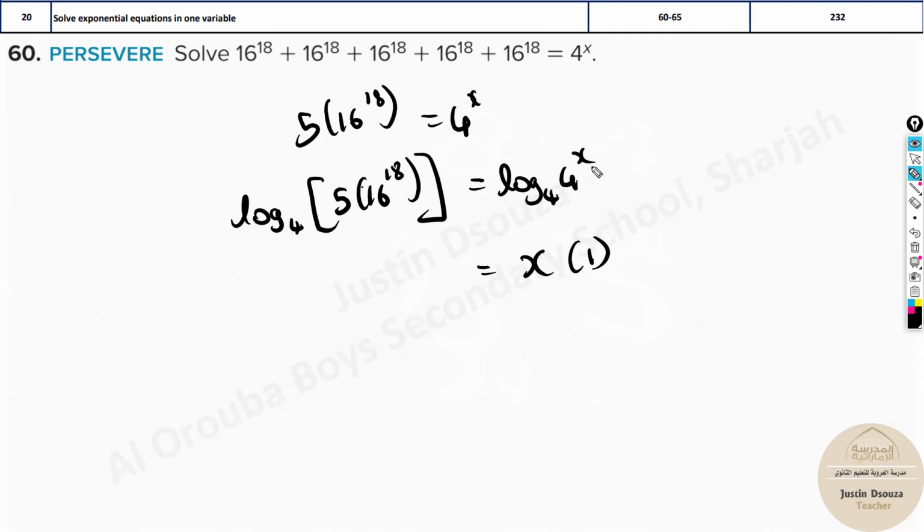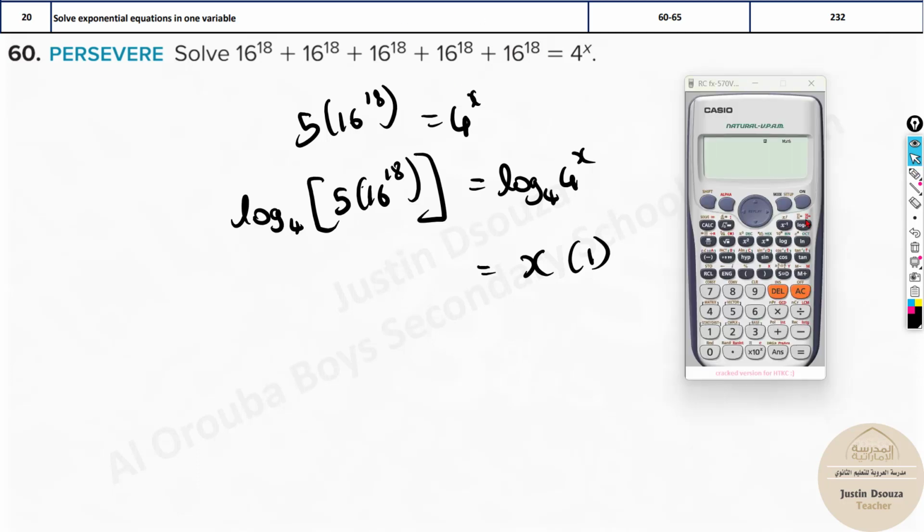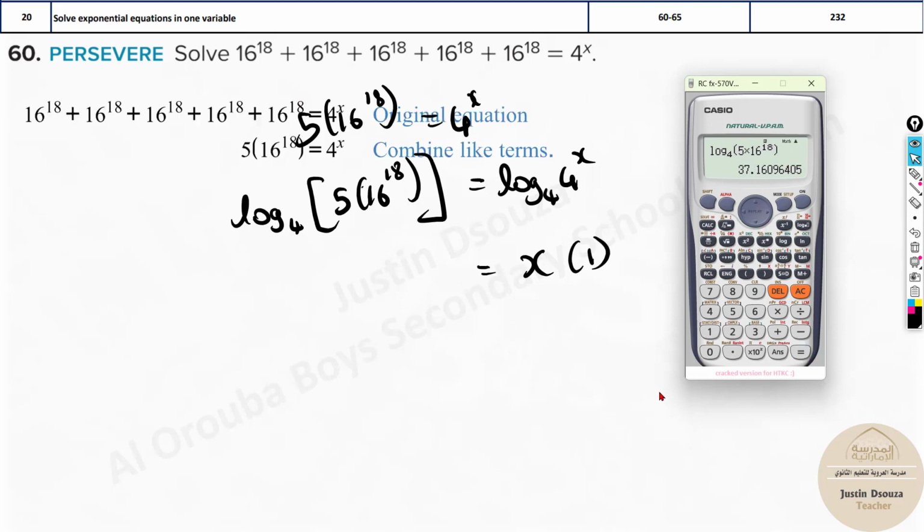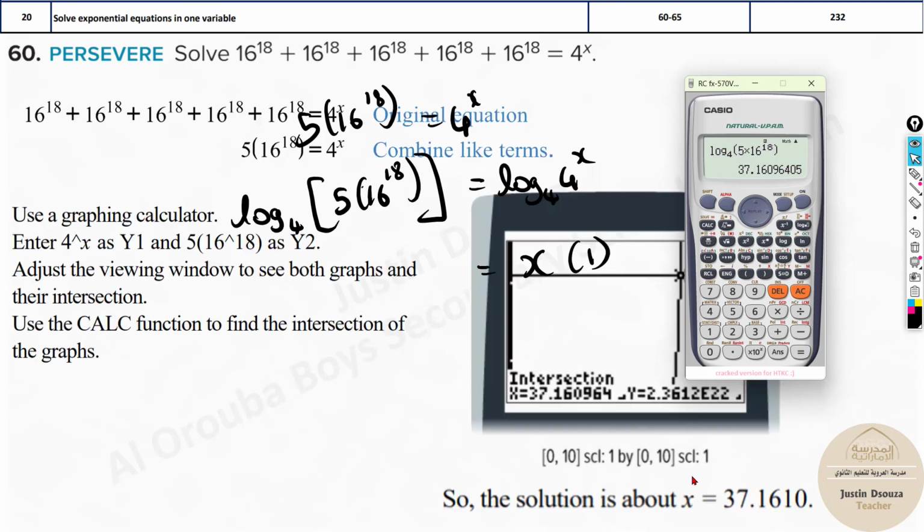This side, just put it in the calculator. Let's do it. I'll show you how to do it. All you need to do is press this symbol. Log base 4 of 5 multiplied by 16 to the power 18. What is the answer? It is 37.16. That's the final answer. Yes, that's the correct answer.